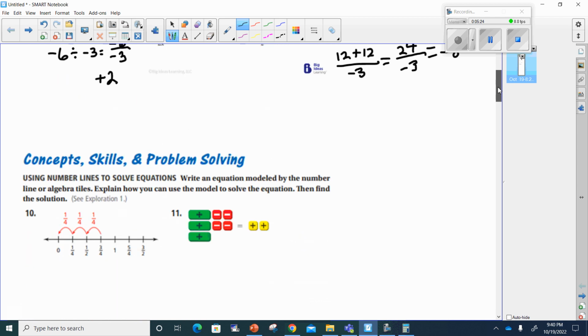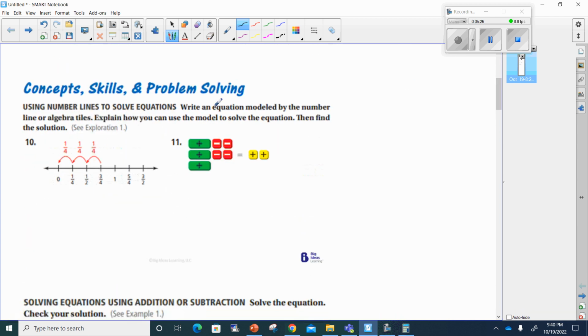All right, next I'm going to number 11. It says write an equation modeled by the number line or algebra tiles. Okay, so number 11 is the algebra tiles. Explain how you can use the model to solve an equation. Then find the solution. Well, if I do this, I remember that greens mean my x. So I have a positive 3x, then a minus 1, 2, 3, 4, so minus 4. And that's going to equal a positive 2.